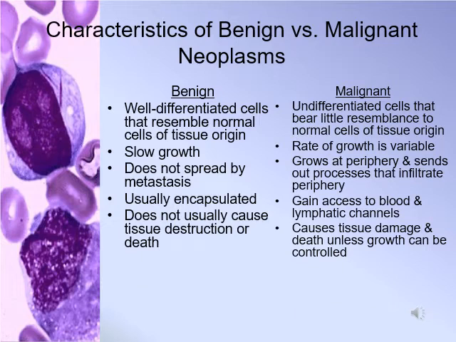Malignant are undifferentiated, so they bear little resemblance to their normal cells or the cells of the tissue of origin. They have a variable growth rate, variable rate at which they are multiplying and spreading. They do gain access to the blood and lymphatic channels, so they do get outside of their edge and infiltrate the periphery and gain metastasis. So again, these do cause tissue damage and death unless growth can be controlled.